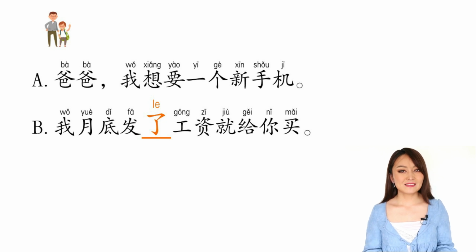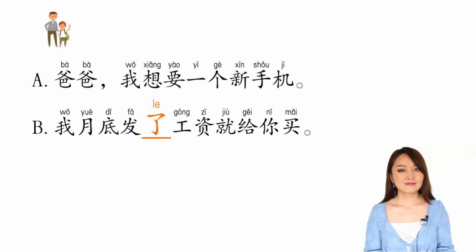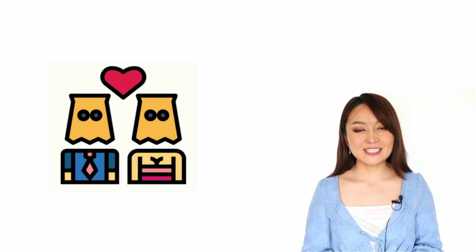The son says, 爸爸，我想要一个新手机。And dad says, 我月底发了工资，就给你买。Faster. 爸爸，我想要一个新手机。我月底发了工资，就给你买。Okay, next conversation. Imagine this scenario.